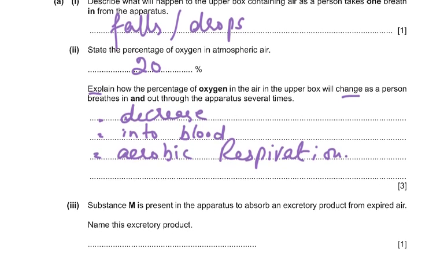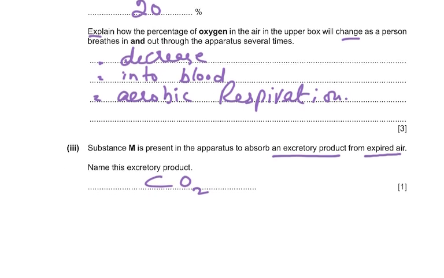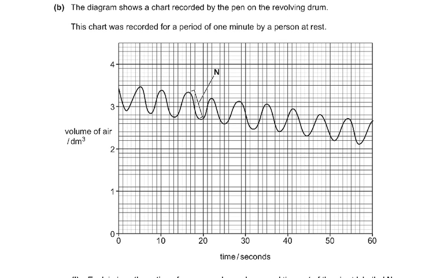Then it says substance M is present in the apparatus to absorb an excretory product from expired air. Name the excretory product. Carbon dioxide. Yeah, because oxygen is being taken in and carbon dioxide is being released, so that has to be absorbed so as to maintain the level. The diagram shows a chart recorded by the pen on the revolving drum. The chart was recorded for a period of 1 minute by a person at rest. So time in seconds, we've got a minute, and volume of air in dm cube.